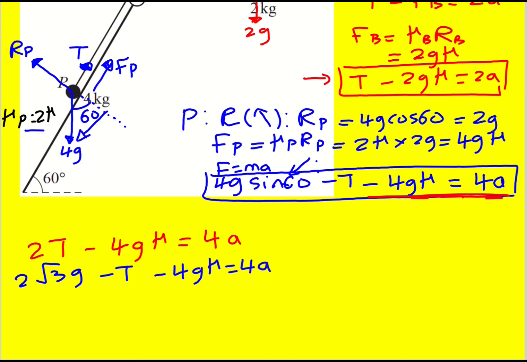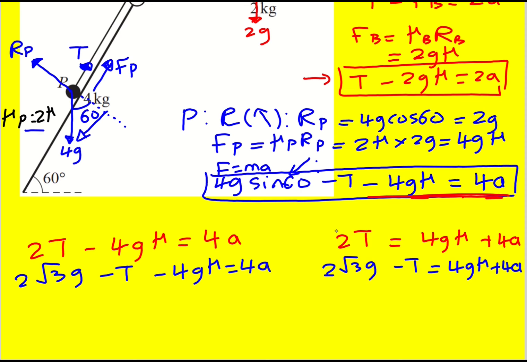And then I'm going to subtract them. In fact, I'm not going to do that. I think it's easier to understand by saying that 2t is 4g mu plus 4a, and then the bottom one is that 2 root 3g minus t is 4g mu plus 4a. Because what I can then do is just set these equal to one another. Because the right hand side is equal, the left hand side must be equal. So 2t, you could alternatively have subtracted them, you get the same thing.